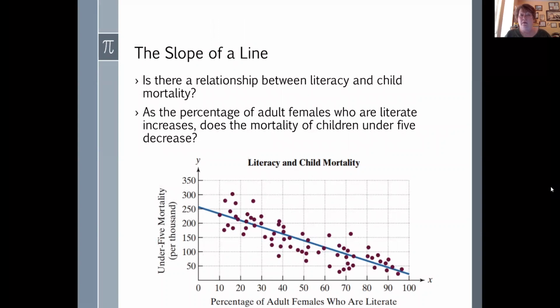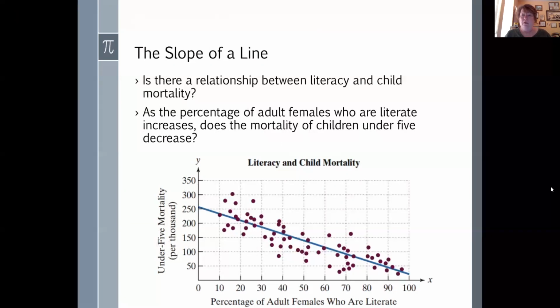The slope of a line. Is there a relationship between literacy and child mortality? Looking at this graph, we see as the percentage of adult females who are literate increases, does the mortality of children under 5 decrease? The percentage of adult females who are literate is the horizontal axis. That's the input. The vertical axis is the mortality of children who are under the age of 5.